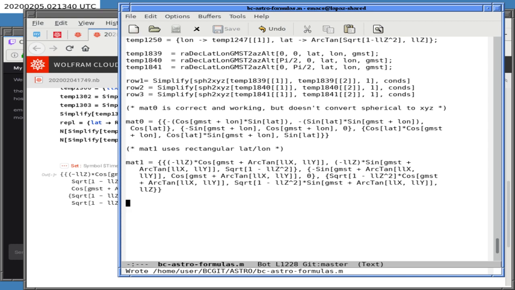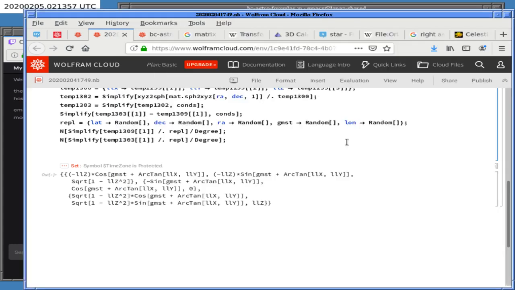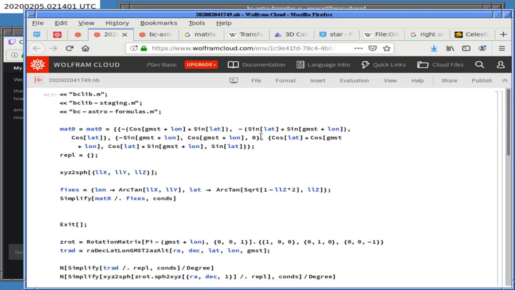What is the improvement that we're going to make? And the answer here is, assuming we've done everything right, which at this point I believe we actually have, and assuming we don't want to use... we could do lots of other things here, but let's stop here for a second and say, so what is this mat 1 good for? This matrix lets us convert right ascension and declination to azimuth and altitude in a purely rectangular form.